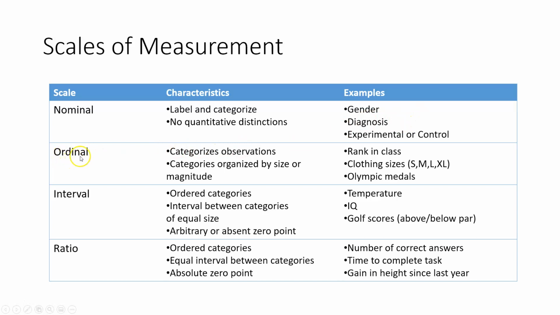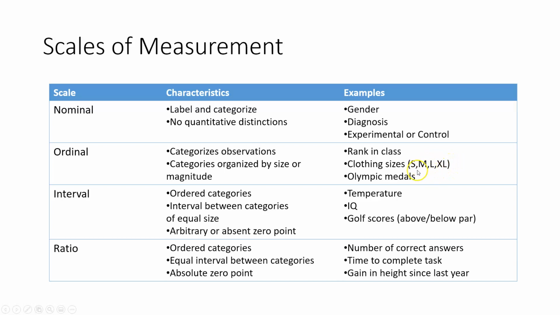An ordinal variable is like a nominal variable in that it categorizes observations, but it's different in that it categorizes them in an ordered way. That's why it's called ordinal. They're organized by size or magnitude. Some examples would be like your rank in class. If you're a freshman, sophomore, junior, senior, those are ranked in a particular order. Clothing sizes, a small, medium, large, and extra large.